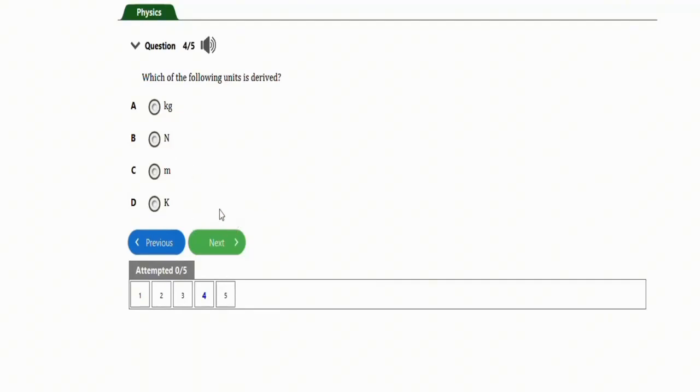Alright, so the last repeated question will be this question. It says, which of the following units is derived? Alright, I think we have solved this question. That's just the one we finished solving. So the correct option is option A, which is Newton.